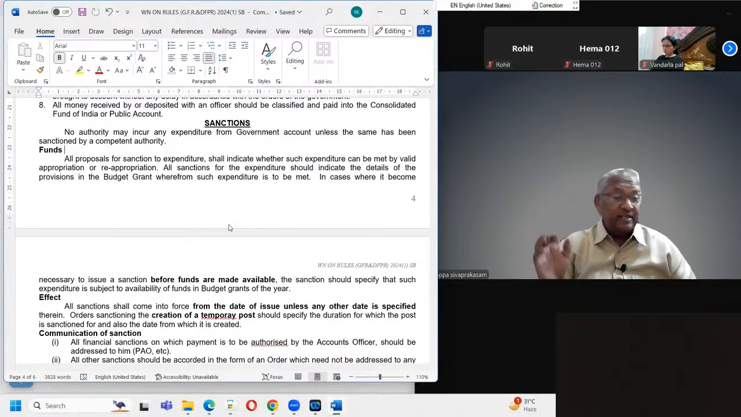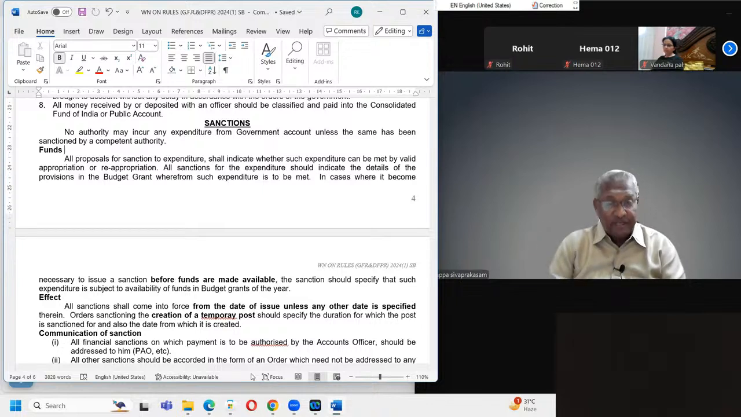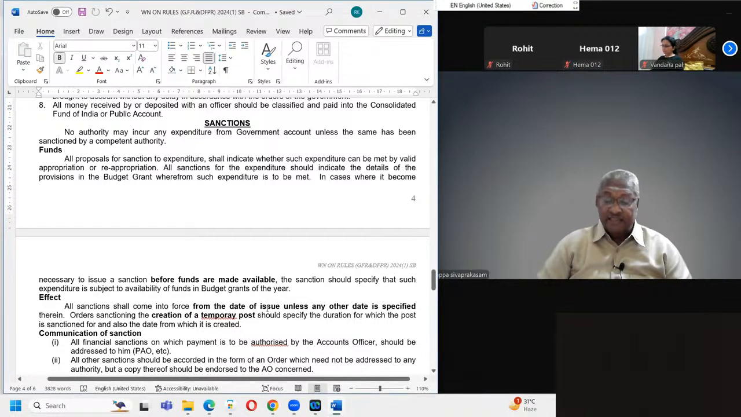That point needs to be noted, because I have been telling you that a financial sanction or any other order, office order, need not be addressed. It is only to be endorsed. But this is one peculiar exception where the payment has to be made on a financial sanction. That order has to be addressed to the pay and accounts officer. All other sanctions should be accorded in the form of an order which need not be addressed to any authority, but a copy thereof should be endorsed to the accounts officer concerned.